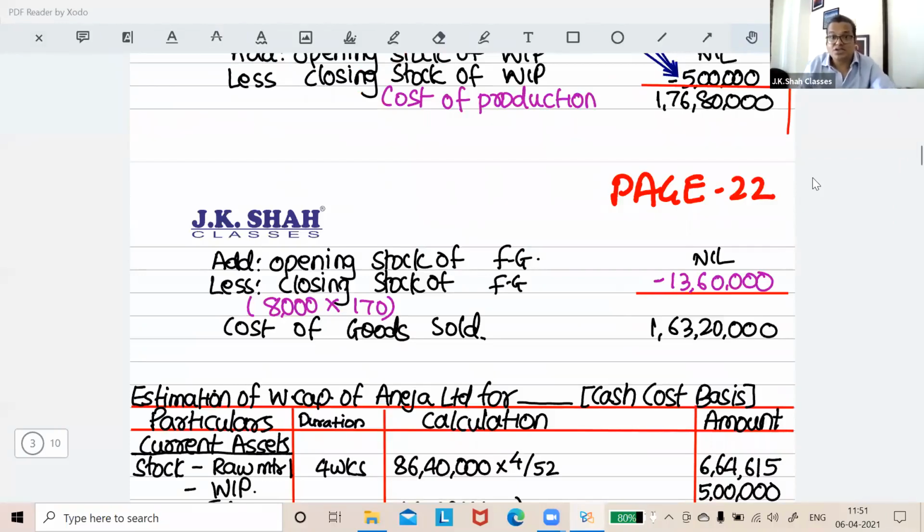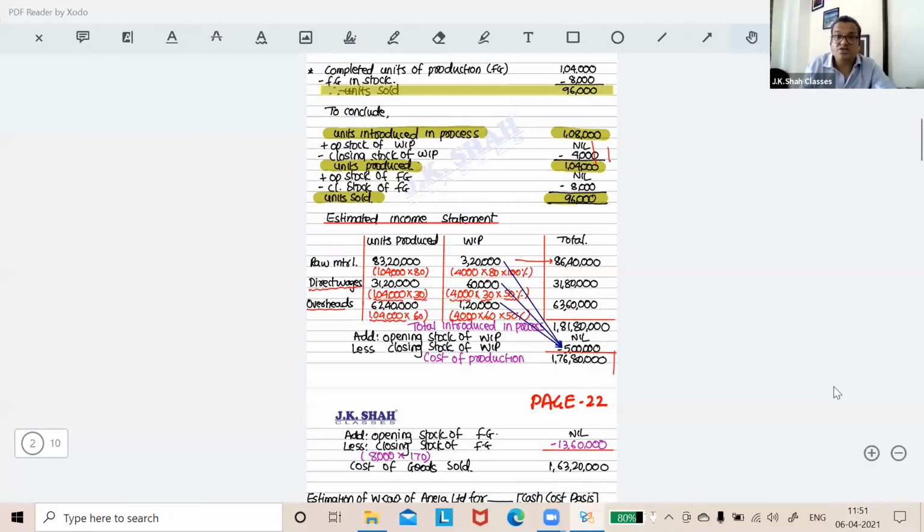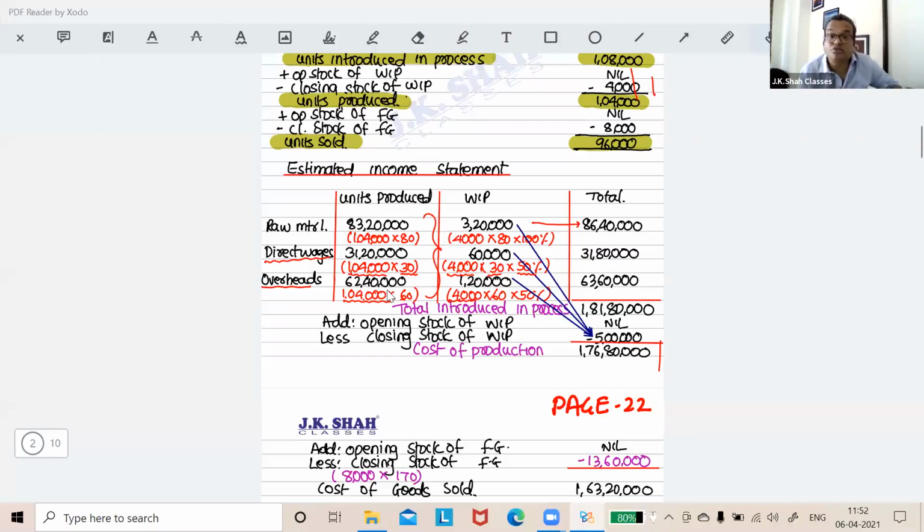Okay, so this is a very important presentation. This is how you should present when it comes to a newly commenced business. For all other businesses which are not newly commenced, guys, you are listening to me, hopefully, we don't do all this stuff. Why, sir? We just write this part. We don't write this part. Why, sir? We assume opening stock is equal to closing stock.